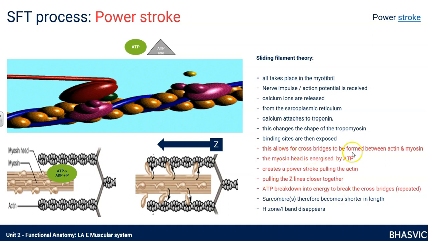So key points here. We've got a cross bridge formed. ATP has energized that myosin head. It does the power stroke, pulling the actin and the Z line. And then we need more ATP to break that cross bridge so it can go again and again and again.